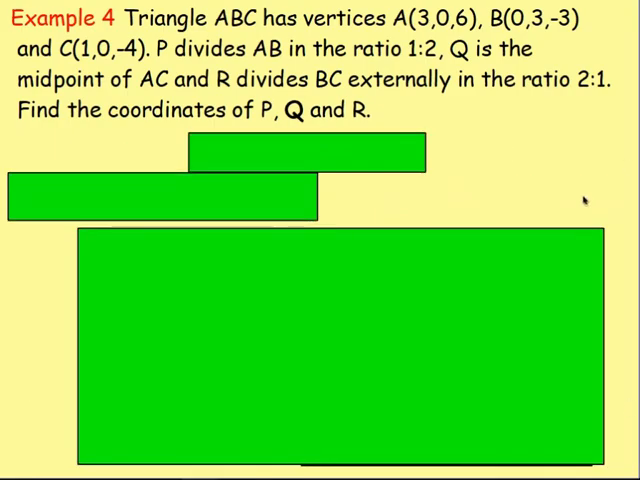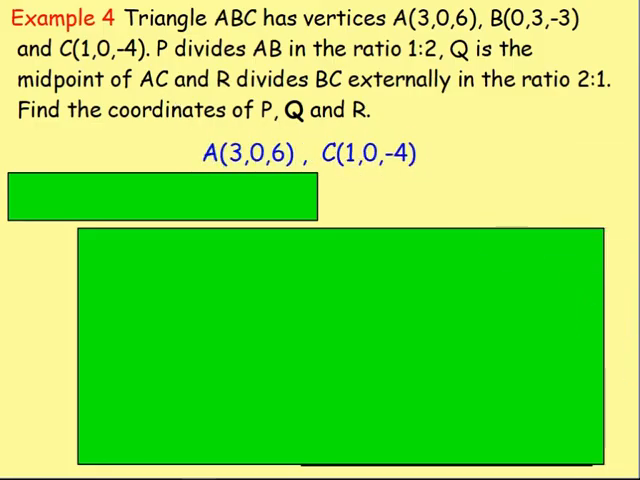Moving on to the next part. Find the coordinates of P, Q, and R, so find the coordinates of Q. Well, what are we told about Q? Well, we're told Q is the midpoint of AC. So we know these 2 points and we want to find the midpoint. How would we do that, Sahana?